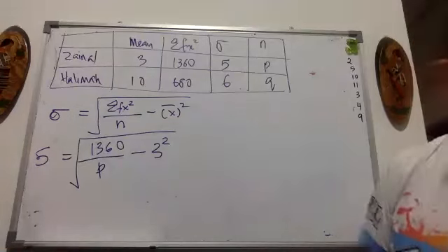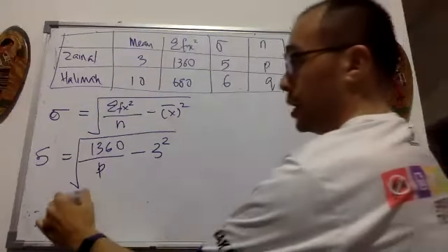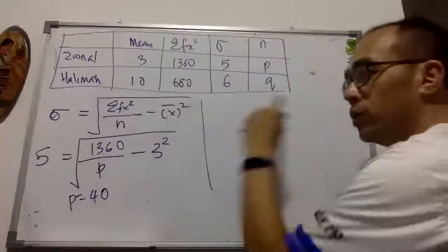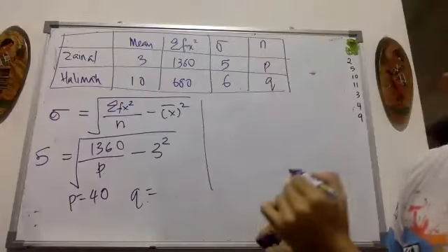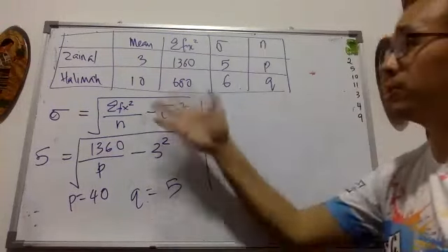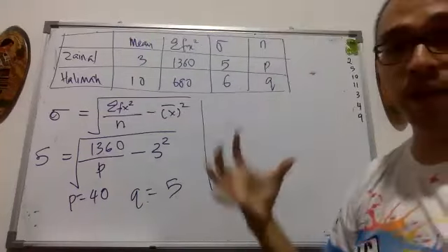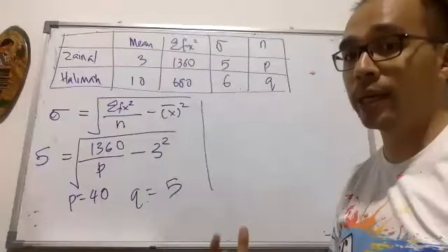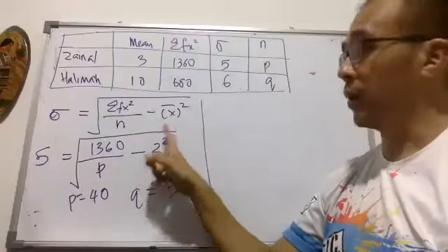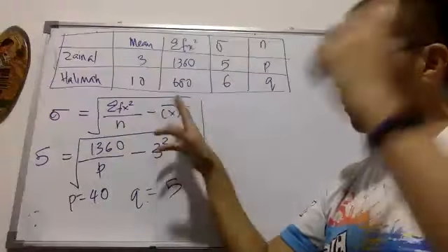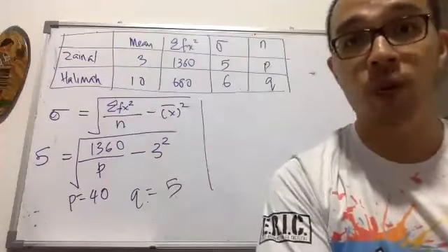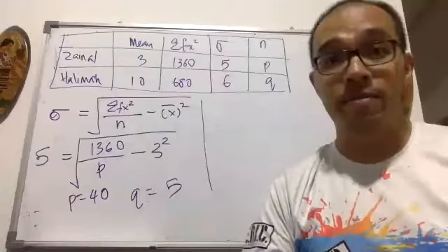Okay, then when you do this, you will get P equals to 40. Do the same thing for this row, and you will get Q equals to 5. This question is pretty simple because every information is given to you straightforward. The only thing yang kamu kena buat is masukkan di dalam formula dengan betul. And if you are worried about tidak ingat formula, don't worry. This formula is given during the exam, but you just have to know what the symbols mean.